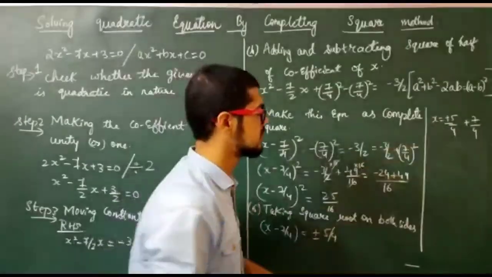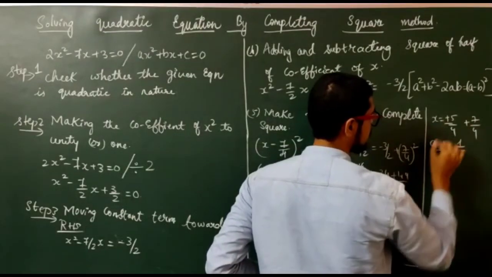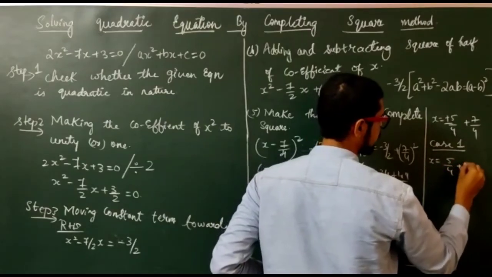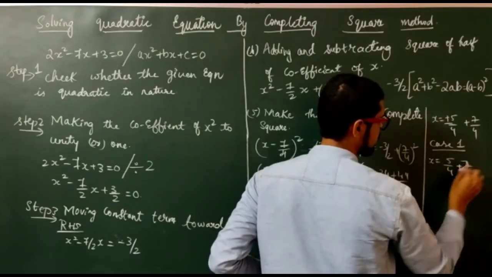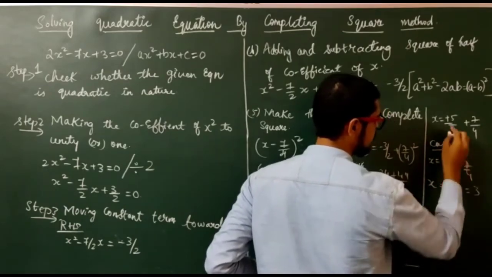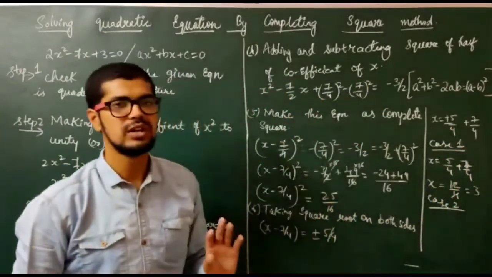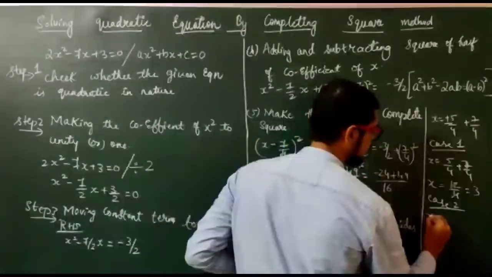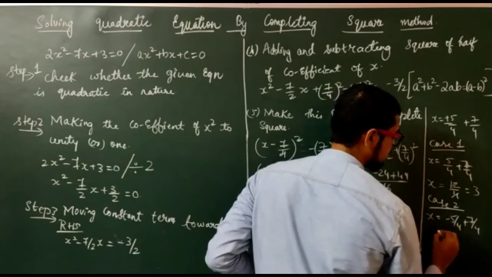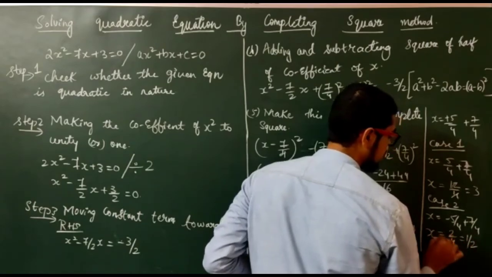So let me simplify this. The first value is case 1. Write down this as case 1. So this is x is equal to plus 5 by 4 plus 7 by 4. So this is 12 by 4. So this is 3. X is equal to 3. Similarly for case 2. What is for case 2? For case 2 it is x is equal to minus 5 by 4 plus 7 by 4. If I solve this, I will be getting 2 by 4, or it is nothing but 1 by 2.